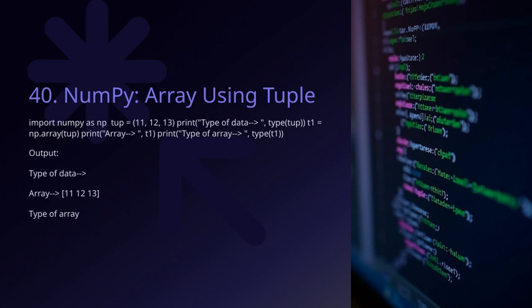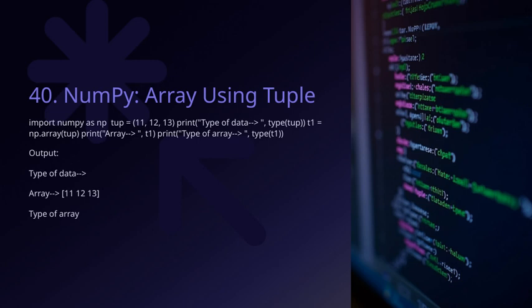When we print T1, it displays as an array with the elements 11, 12, and 13, but notice how it's formatted differently from a tuple. Finally, we check the type of T1, and it shows us that it's now a NumPy array. This example highlights a couple of key points. First, how easy it is to convert a tuple into a NumPy array, and second, how NumPy arrays provide a different, more flexible structure for numerical computations.